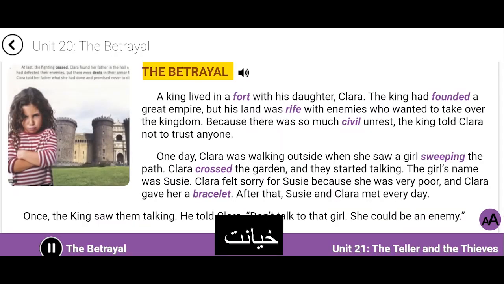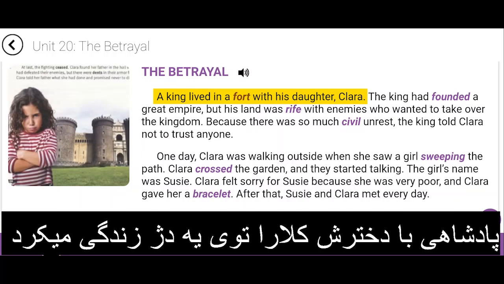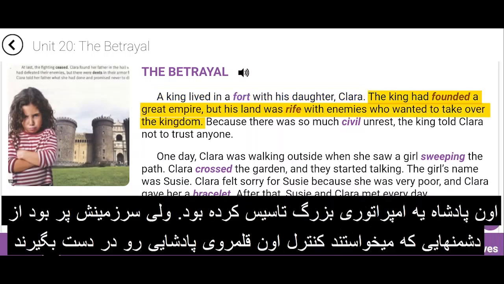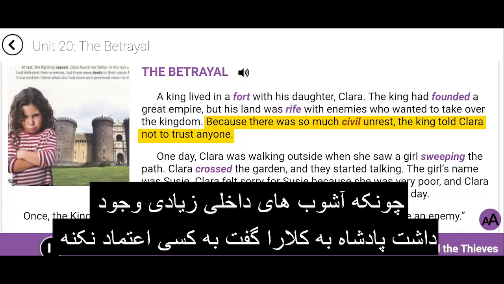The betrayal. A king lived in a fort with his daughter Clara. The king had founded a great empire, but his land was rife with enemies who wanted to take over the kingdom. Because there was so much civil unrest, the king told Clara not to trust anyone.